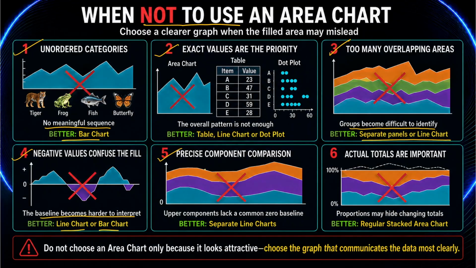Fifth, stacked areas are poor for precise component comparison because upper components lack a common zero baseline. Use separate line charts. Finally, if actual totals are important, avoid a 100% stacked area chart and use a regular stacked area chart. Always choose the graph that communicates the data more clearly, not simply the one that looks attractive.